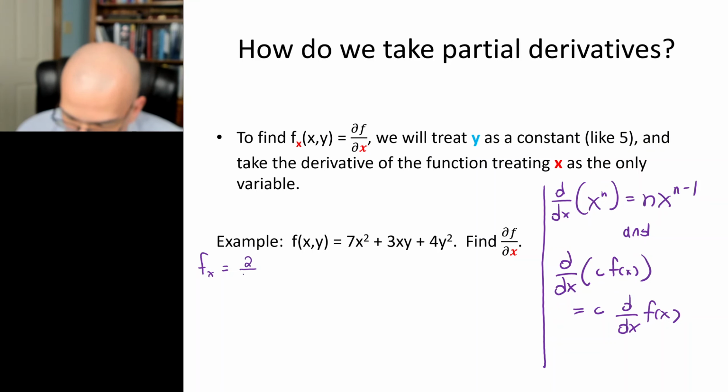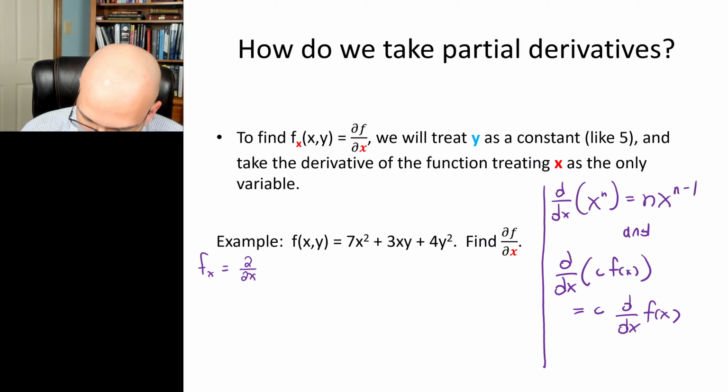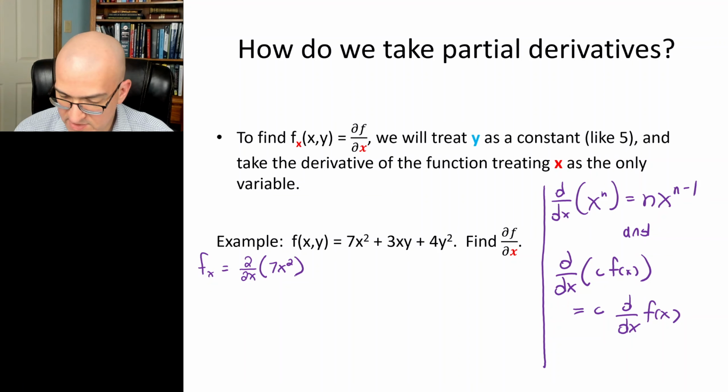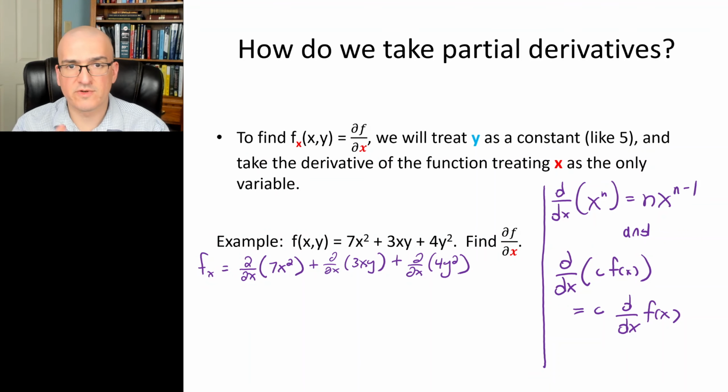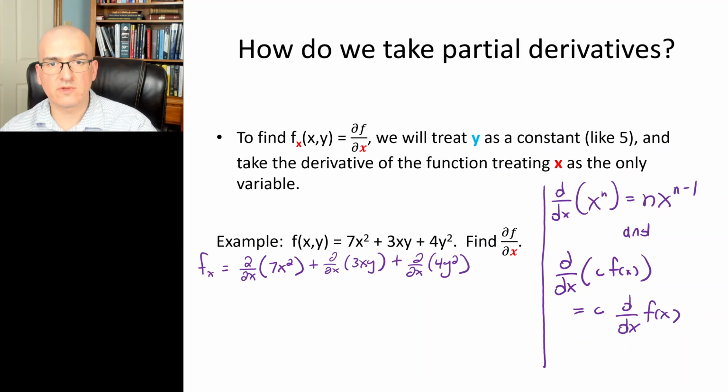So, die by die x. I know my dies look a little bit like 2's, maybe a little bit too much like 2's, and it's just hard to draw a curly d. I'm sure you'll find the same when you're making your notes. So die by die x of 7x squared, plus, now we're going to take the x derivative of the next piece, die by die x of 3xy, plus die by die x of 4y squared. I guess we're also using the derivative rule that the derivative of f plus g is the derivative of f plus the derivative of g. So we're distributing the operation separately to each piece that's separated by a plus sign or a minus sign.